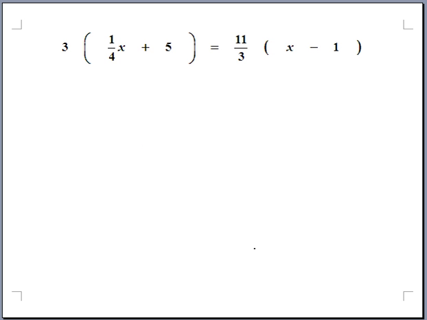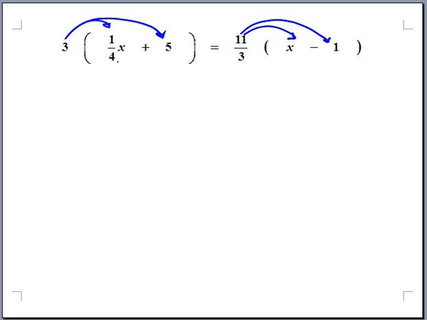So let's look quickly at this one. This is actually quite rare in physics, but again, it's not a bad thing to go over some of the math skills. What do we do if we've got brackets and fractions and x's on both sides? So I think the first thing I would probably do here, follow BEDMAS, let's get rid of the brackets. So I would probably distribute the 3 into the brackets and the 11 over 3 into the brackets.